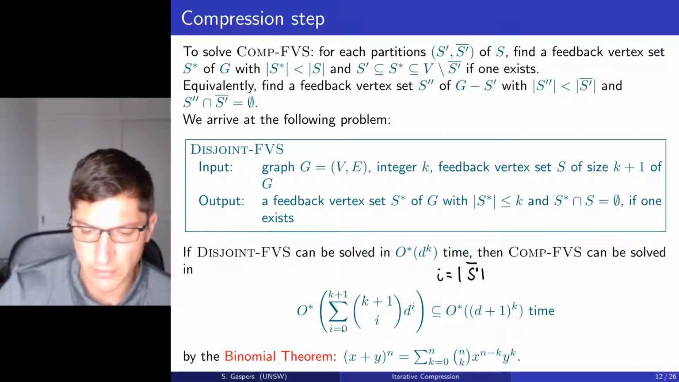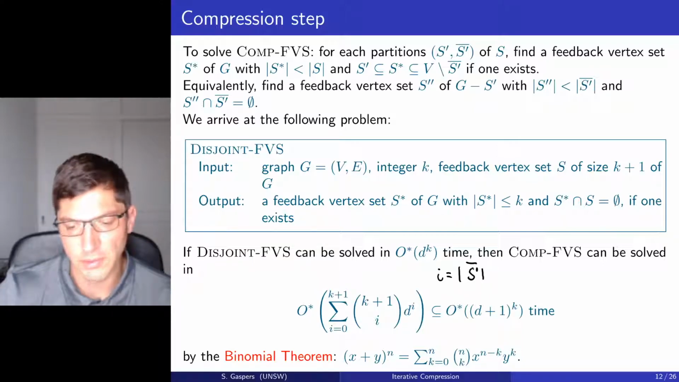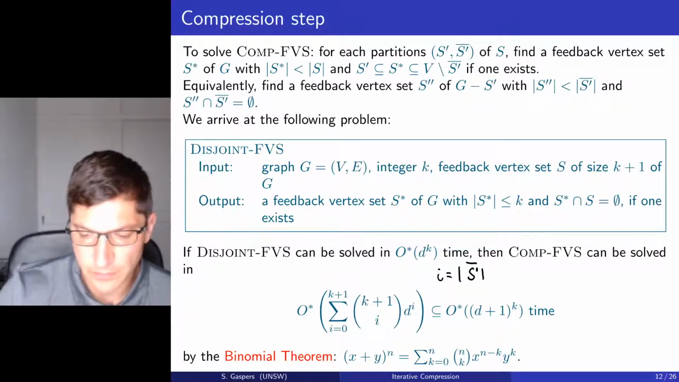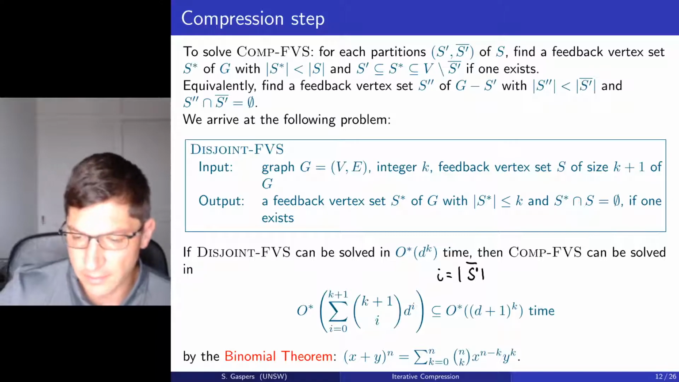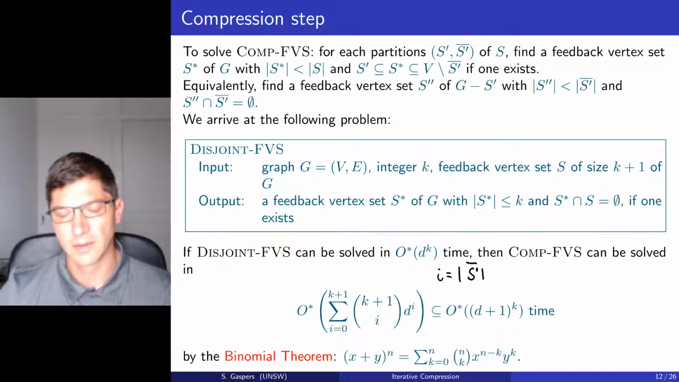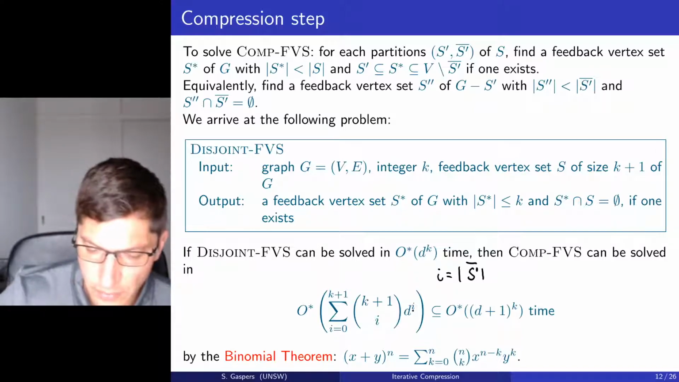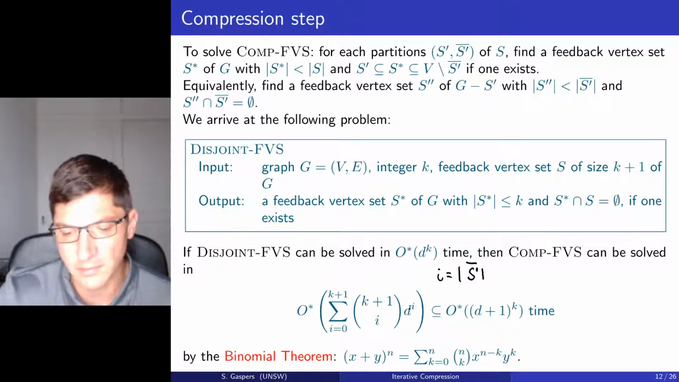Its size can vary from 0 to k plus 1, and so there are k plus 1 choose I many choices for S prime bar, where k plus 1 is the size of S, and I is the size of S prime bar. For each choice of S prime bar, we will run the disjoint feedback vertex set algorithm. Its running time is d to the power k, where k is the size of S prime bar plus 1. The plus 1 doesn't really matter for us; that will just be a constant factor in the running time. So the overall running time will be the summation from 0 to k plus 1 of k plus 1 choose I times d to the power I.